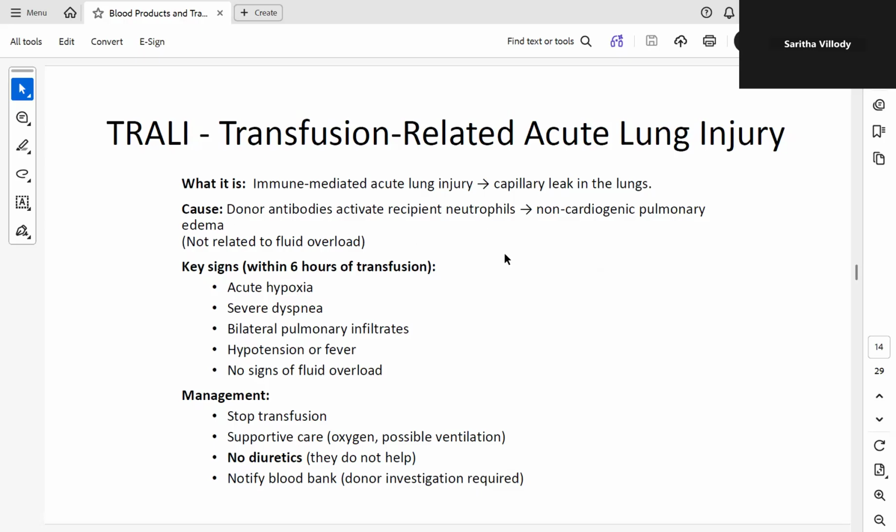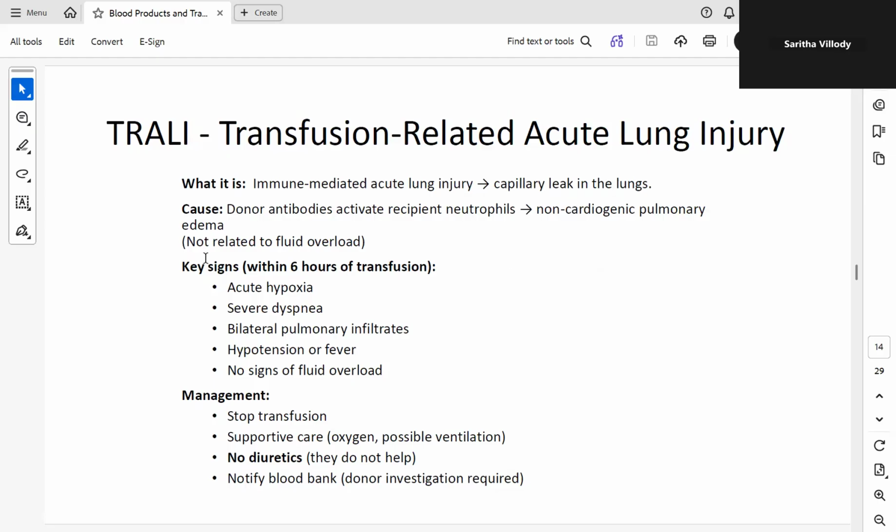Whenever there is capillary leak in the lungs, what happens is that we have the alveolar membrane. Beside that is the capillary membrane, and the oxygen and carbon dioxide exchange happens in that area, right? So whenever there is excessive capillary leak, there is fluid filled in the lung alveoli, which causes pulmonary edema. That condition is called pulmonary edema.